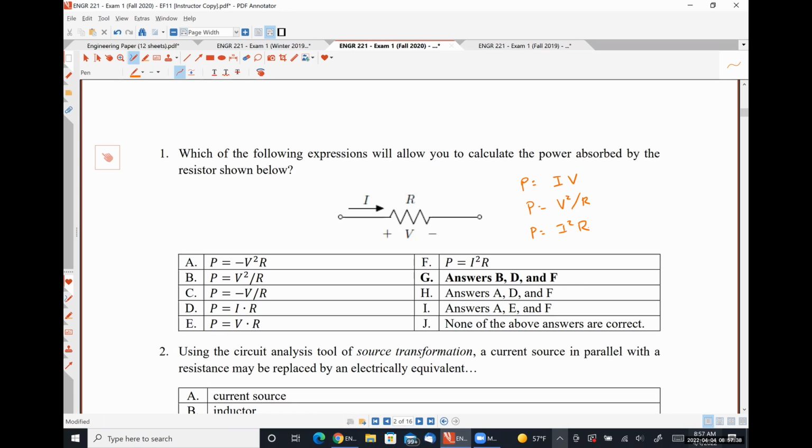So I times V isn't on here. V squared over R, so that's this guy. I squared times R is this guy. So D is actually wrong. That doesn't make any sense. So that's my fault for screwing that up. I'm going to blame errors copying and pasting. So yeah, this one is decidedly not right.